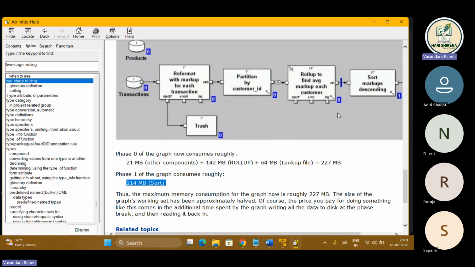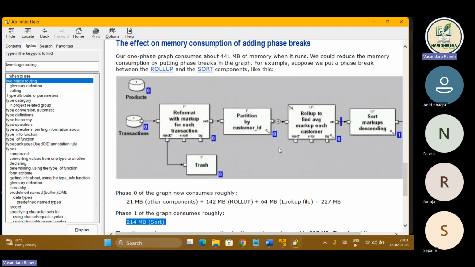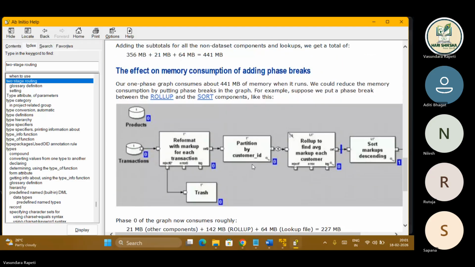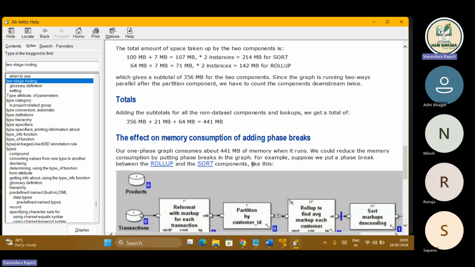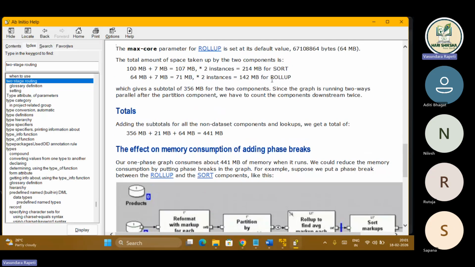This sort component is in one phase. So the total you can calculate like this: how many components into 7? 7 into 3, 21, plus this rollup having max-core also. That's why. And plus lookup. So here 142 of rollup, right? This one.